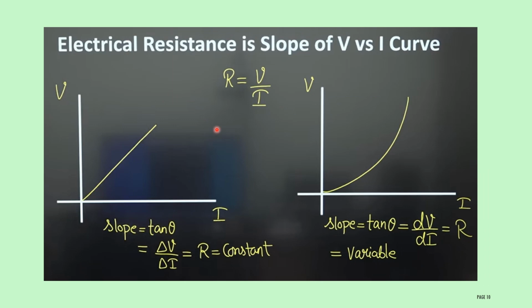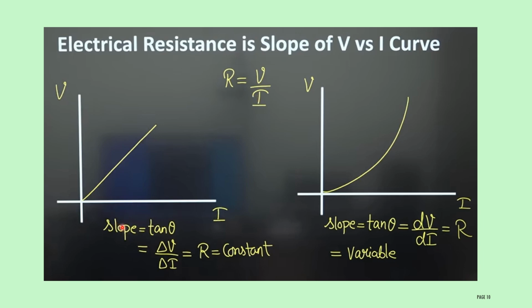Then consider these two graphs. According to the graph, electrical resistance is given by the slope of the V versus I curve. In this graph the x axis is I and the y axis is V. Consider the first graph, where you are getting a straight line passing through the origin. This indicates that V and I vary constantly, otherwise the ratio between V by I is constant.